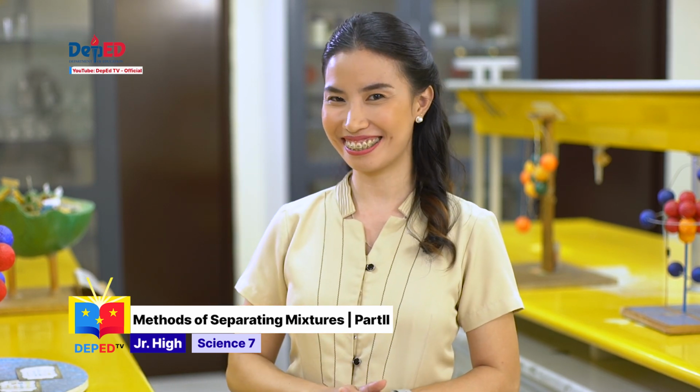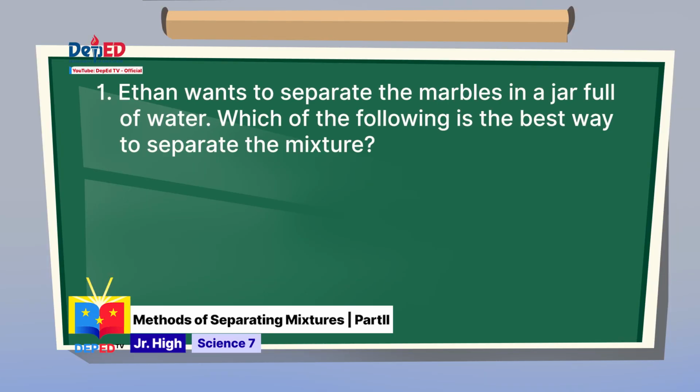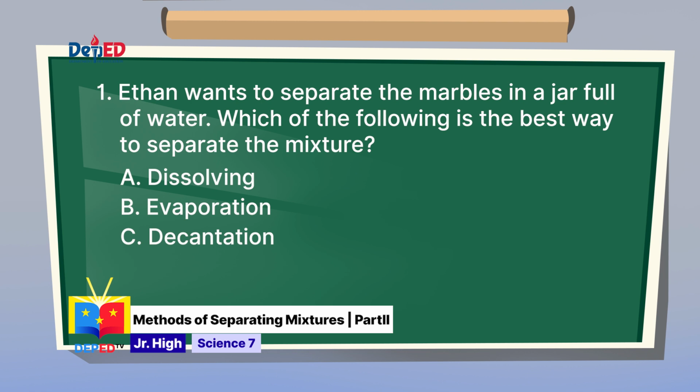Let's start! Number 1. Ethan wants to separate the marbles in a jar full of water. Which of the following is the best way to separate the mixture? A. Dissolving. B. Evaporation. C. Decantation. D. Use of magnet. The best way to separate the mixture of marbles and water is decantation. The correct answer is letter C.